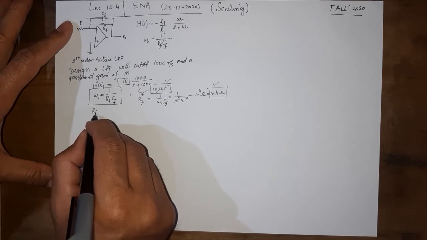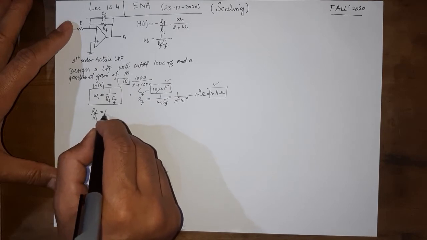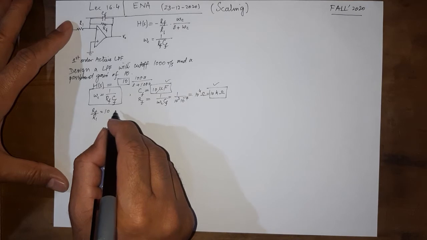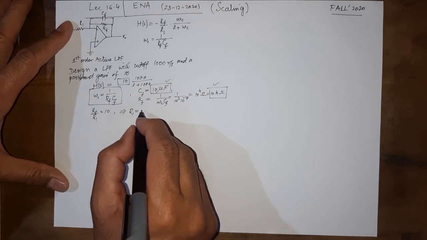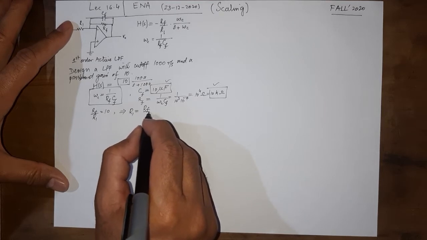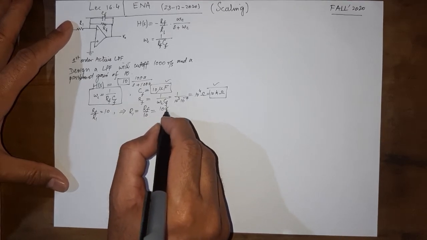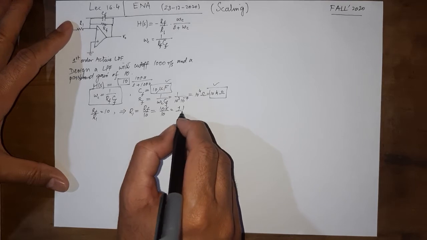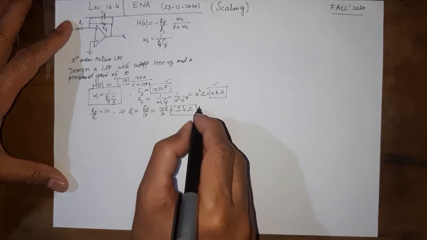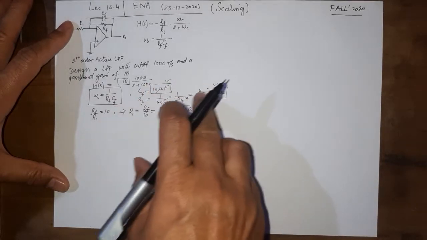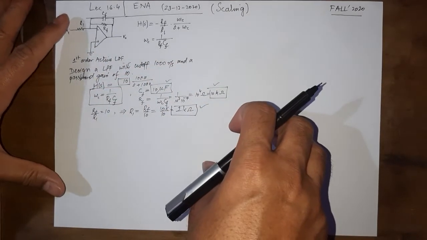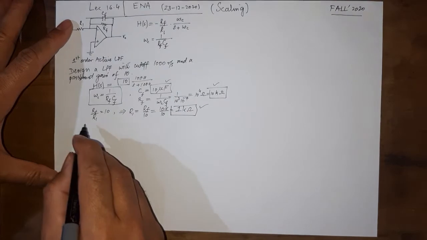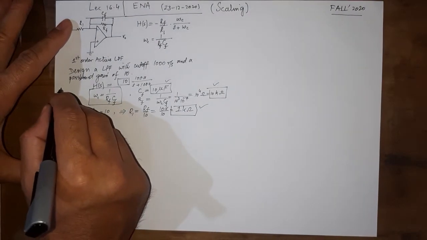So RF over R1 is 10. Now we know RF is equal to 10K. So this is going to give us R1 is equal to RF over 10, that is 10 kilo ohm over 10, that is 1 kilo ohm. So this is a practical value as well. Very good. We go find these values, make a circuit, and we get these parameters. That's perfectly fine. So let me say this is option 1.